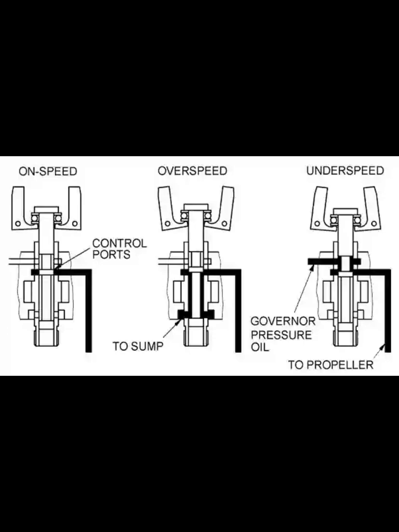Why are propellers indexed to the crankshaft of the engine? To keep vibrations to a minimum. What is the alpha range and beta range of a propeller? Alpha range, propeller position in flight. Beta range, propeller during ground operations and in the reverse pitch position.